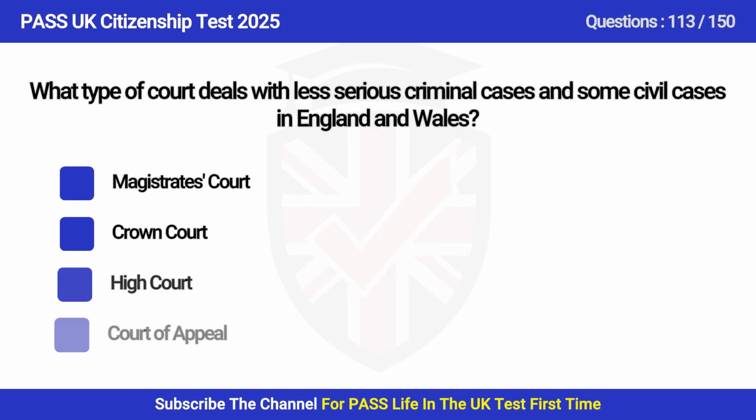Question 113. What type of court deals with less serious criminal cases and some civil cases in England and Wales? A. Magistrates' Court. B. Crown Court. C. High Court. D. Court of Appeal.